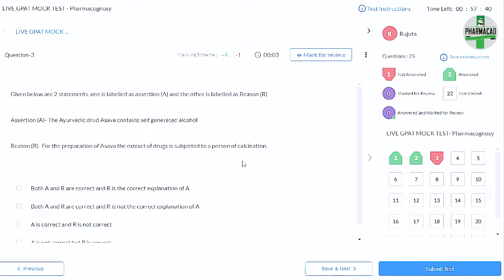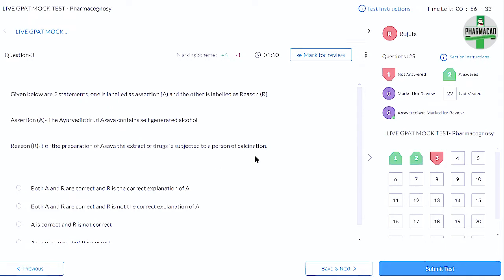Okay, now given below are two statements. One is labeled as assertion and the other is labeled as reason. For these types of questions, I would request you all to first think on assertion and reason. First, have the logic that there are just two statements, and I have to read both statements, understand them, and see whether they are correct or not. Now, the first statement here is Ayurvedic drug Asava contains self-generated alcohol. Asava and Aristas are prepared by this method, with self-generation of alcohol, using the decoction method. That is how Asava is prepared. And the second is, for the preparation of Asava, the extract of drug is subjected to a process of calcination.